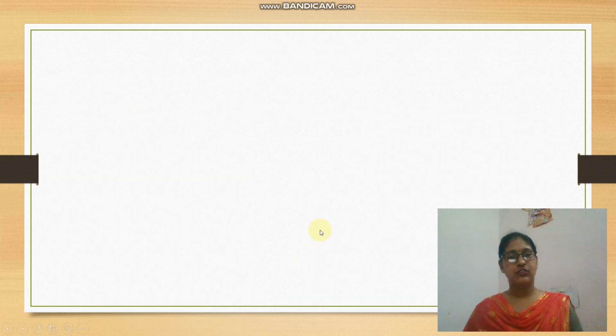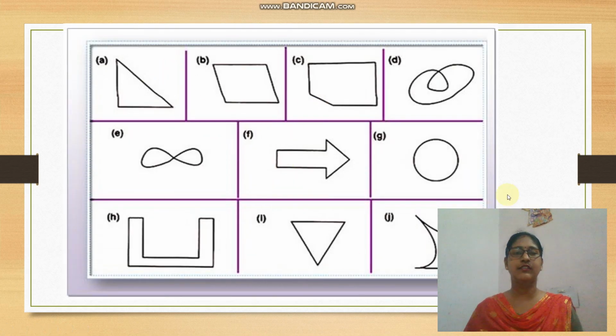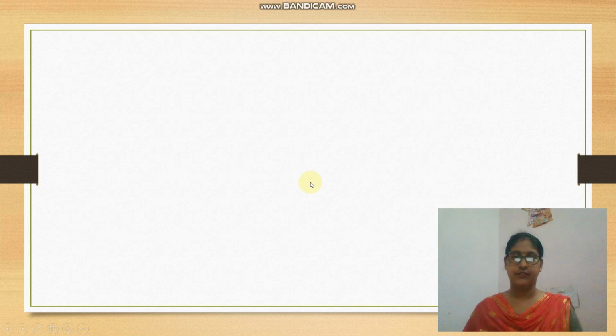Okay. Next we understand, in this figure you can see lots of types of closed curves, and some of the closed curves are simple closed curves and some are not simple curves.